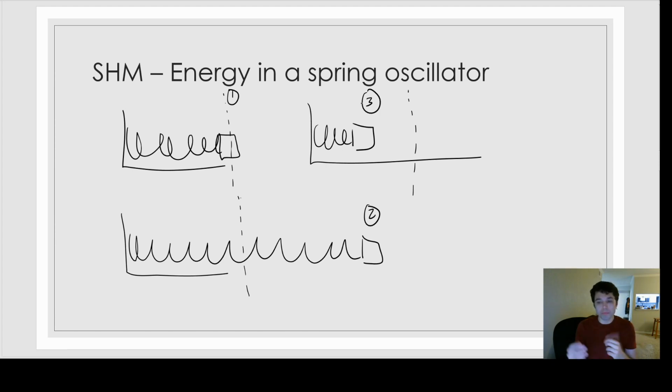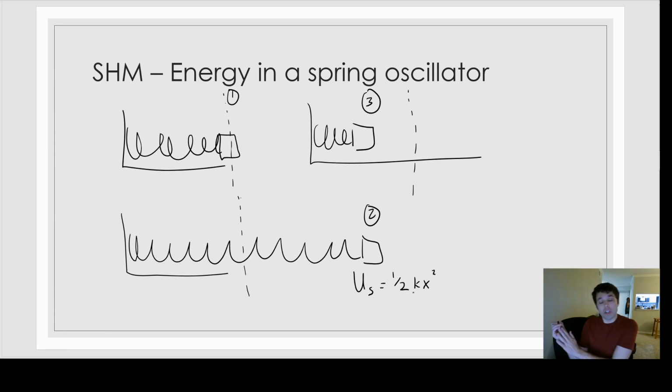Well, we know that at position 2, we're holding the spring there, right? We have it physically in our hand. It's not moving. So what kind of energy does it have? Well, it has spring potential energy, right? And we remember that spring potential is U_s = 1/2 k x squared, where k is a spring constant and x is the position of the object from equilibrium position, right?